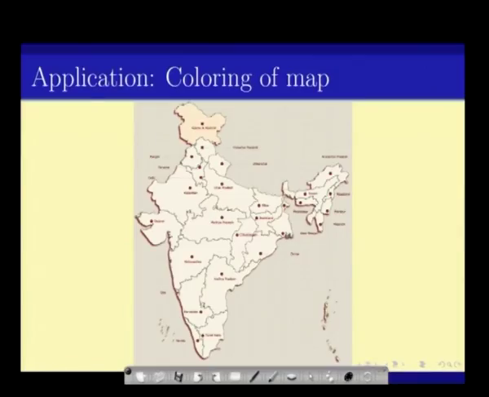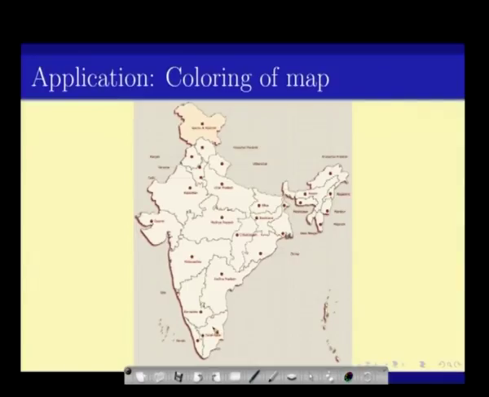For example, here is a map of India and we want to color each of the states with a different color, such that no two neighboring states are colored the same. For example, if Maharashtra is colored green and Andhra is also colored green, then we will not understand the boundary between Andhra and Maharashtra. So, we want to color Andhra and Maharashtra as different colors. Similarly, Tamil Nadu and Kerala and so on. So, how do we solve it?